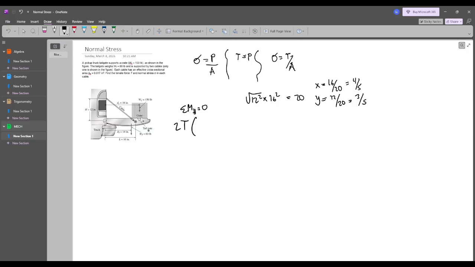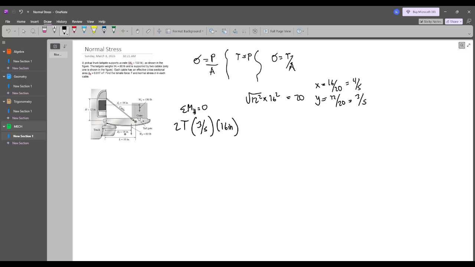Which way does the hinge move? Since we are momenting at this hinge, how does it move? Does it go left to right, or does it go up and down? It goes up and down, so we'll be using y values, which is just 3/5. And then its length away from the hinge, which is about 16 inches.